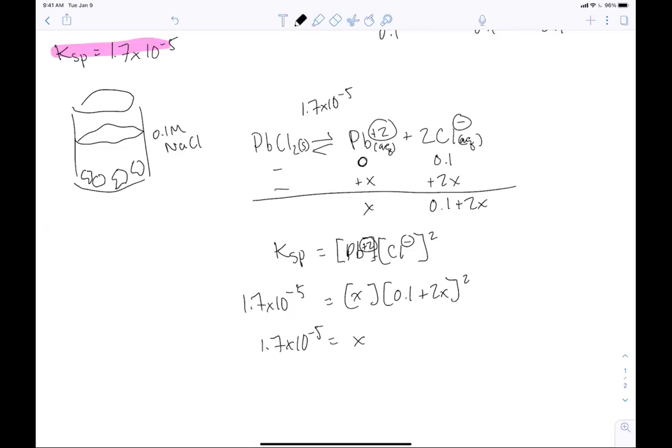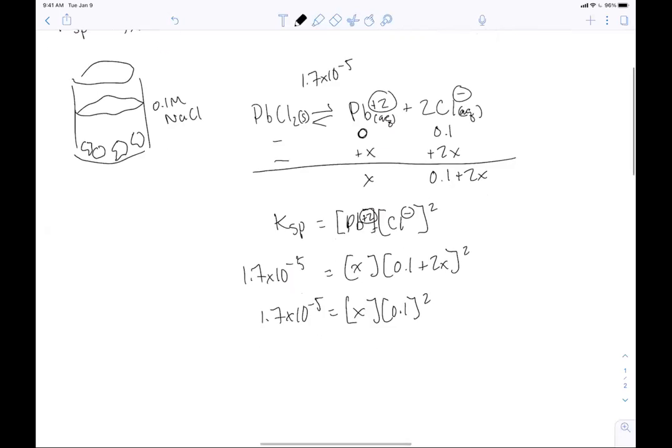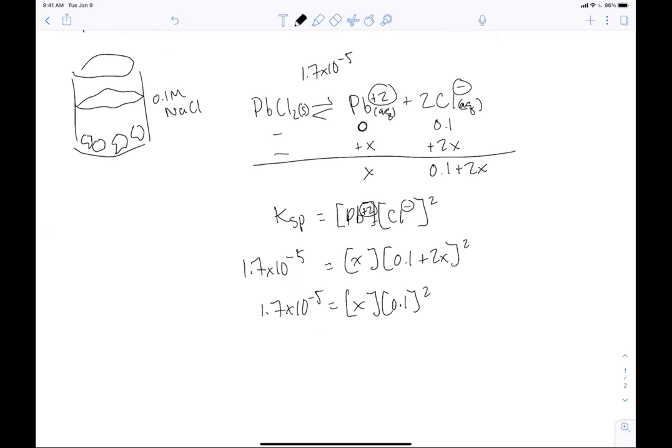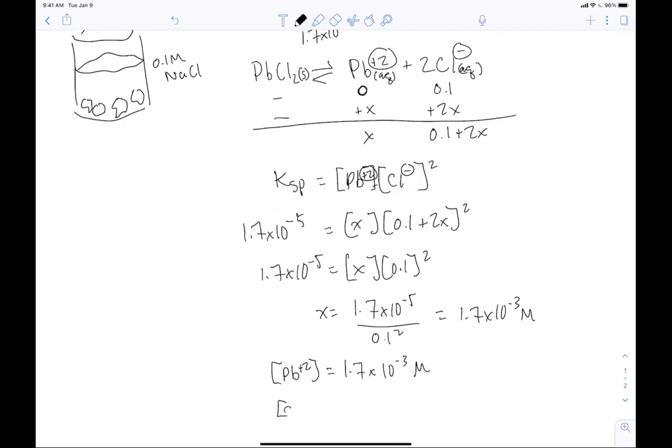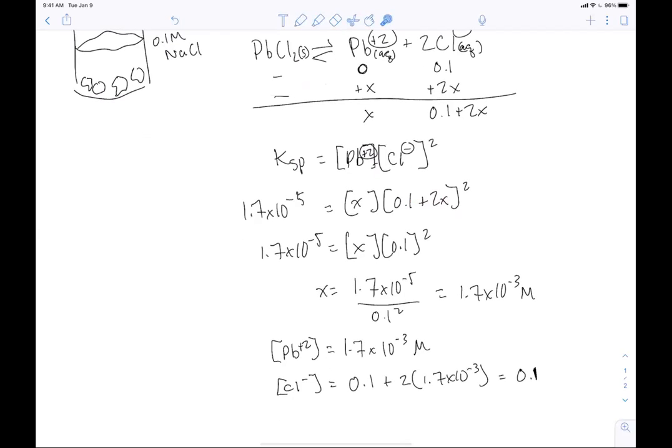Otherwise I think you end up with a quadratic or something annoying. And then it's just a matter of solving for x, which should equal this. So that's how much lead, for example, would be in solution if it was asking you how much lead was in solution. If it was asking you for the chloride, it'd be 0.1 plus 2 times 1.7 times 10 to the minus 3, which is going to round out to being 0.1. That's how we know this assumption is safe. But that's how you solve these.